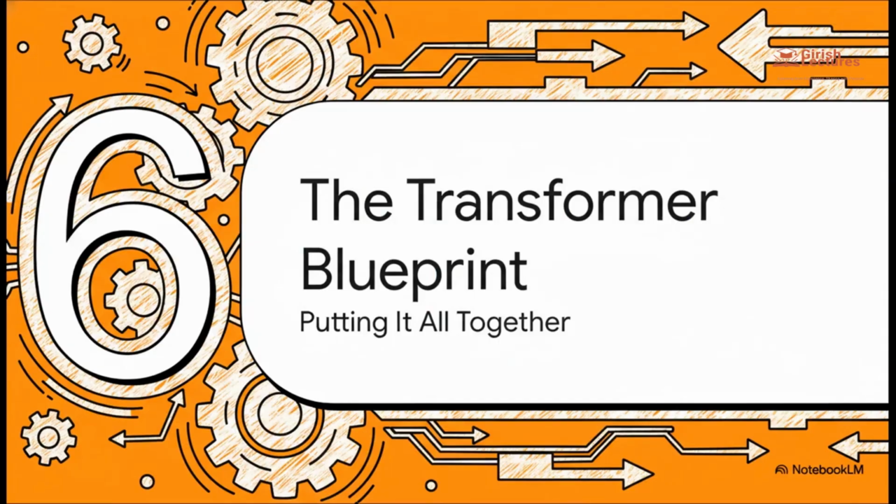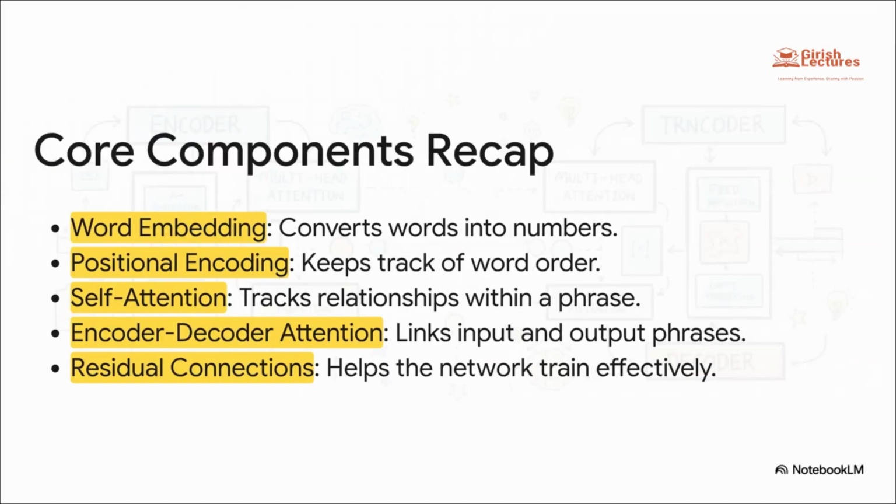And that's basically it. Section 6, the Transformer Blueprint. We've just walked through the whole journey, from an English phrase to a Spanish word. So let's zoom out one last time, look at the whole shebang, and quickly recap the key pieces that make it all possible. So let's nail this down. Word embedding turns words into numbers. Positional encoding tells the model the word order. Self-attention is all about finding relationships within a sentence. Encoder-decoder attention connects what the model understood to what it's about to say. And those residual connections, they just help the whole thing train without falling apart.